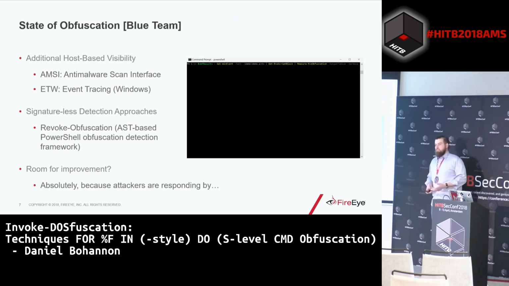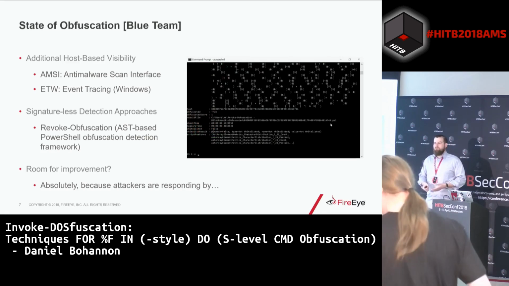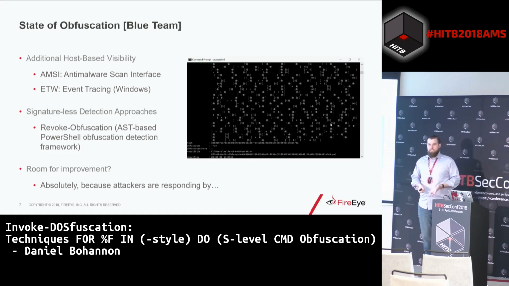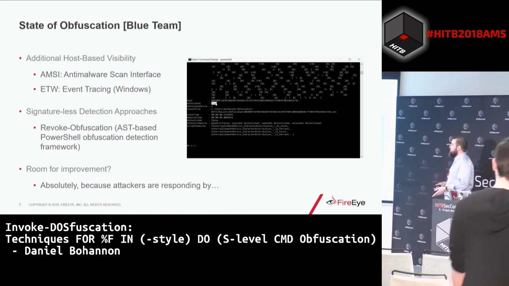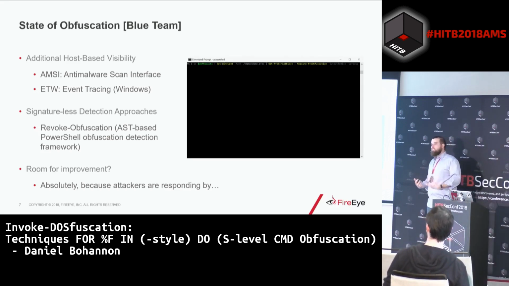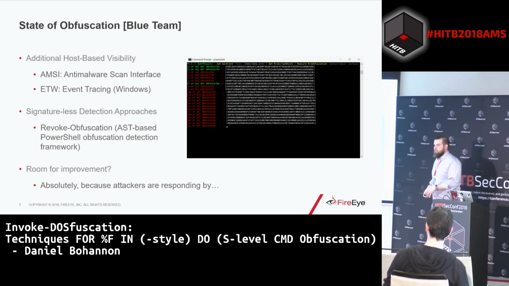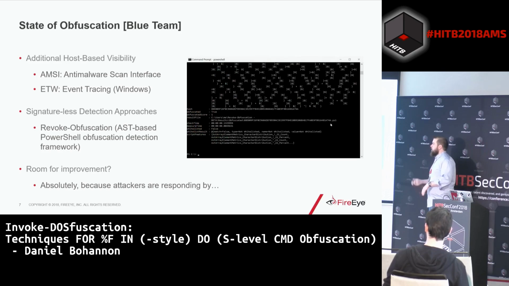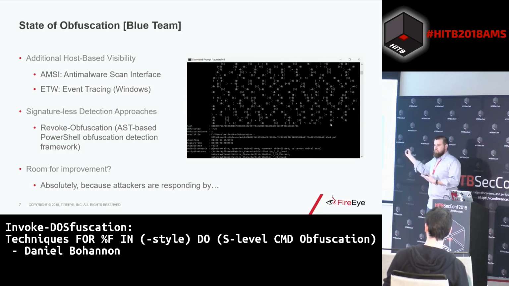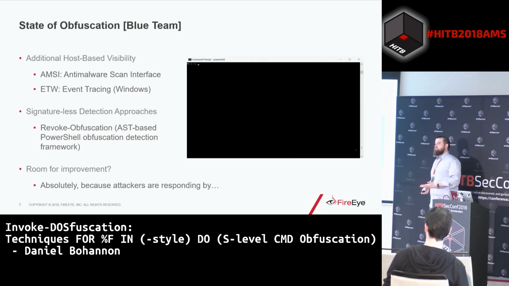From the blue team perspective, there have actually been some significant improvements in capabilities and visibility over the past several years. That doesn't mean many people are actually taking advantage of this additional visibility, but you have things like Microsoft's AMSI, the Antimalware Scan Interface, and ETW, Event Tracing for Windows, which has been around forever but is being rediscovered in the security world, for additional visibility without having to write your own kernel drivers. You have signatureless detection approaches, which is what this is here. This is a little GIF of the Revoke-Obfuscation work that Lee and I did. But there's always room for improvement because attackers don't stop being innovative.